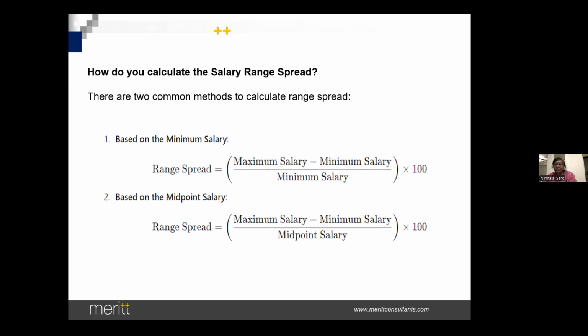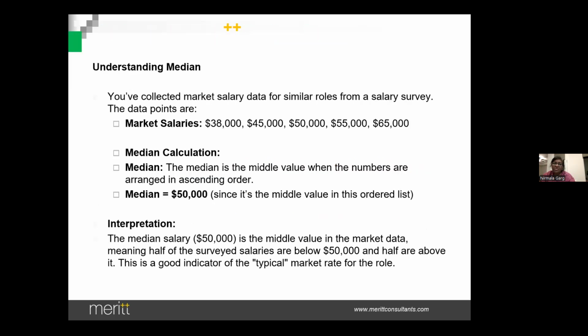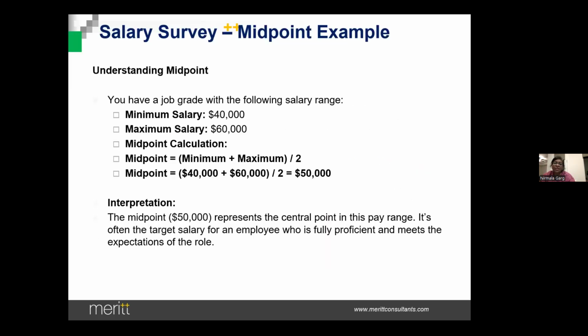How do you calculate spread? Very simple. Maximum minus minimum salary divided by the minimum salary. And if you want a percentage, multiply it by 100. That will give you the entire spread. So what is the spread for this one? Say, for example, 40,000 and 60,000. What would be the spread?